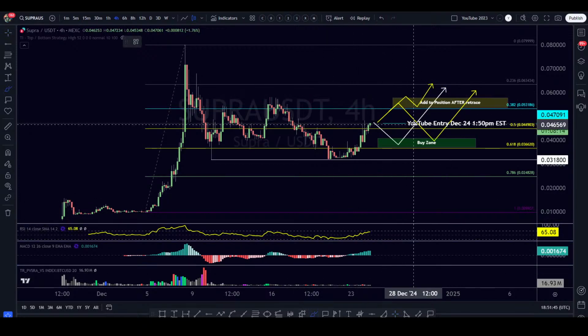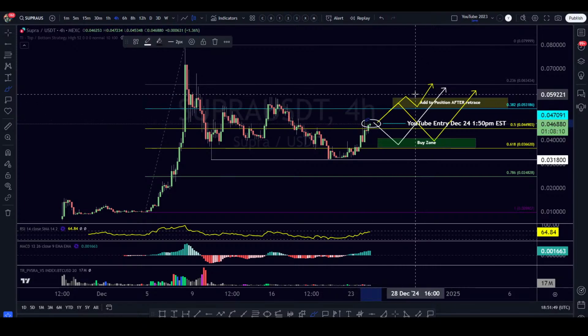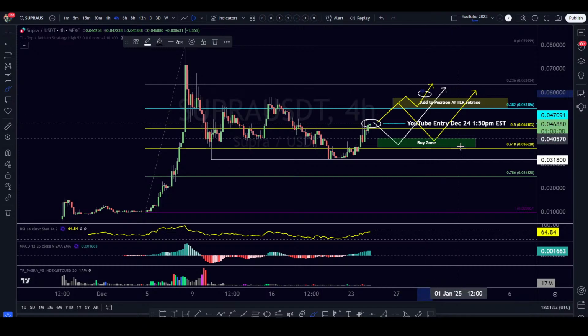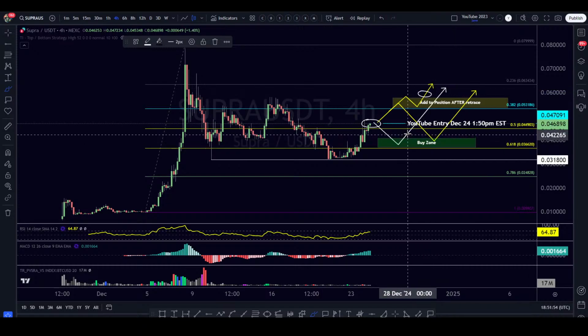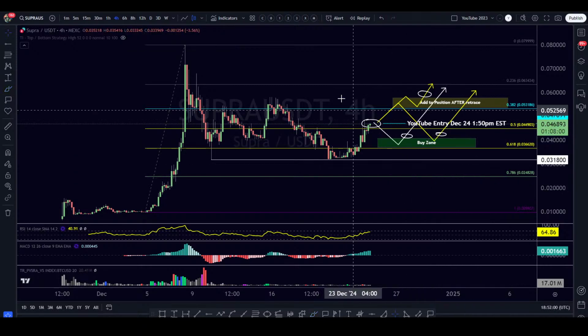So let me do my circles. So this is an entry now. This is when you would add to your trade here, or once it breaks out of this zone. Those are the entries.